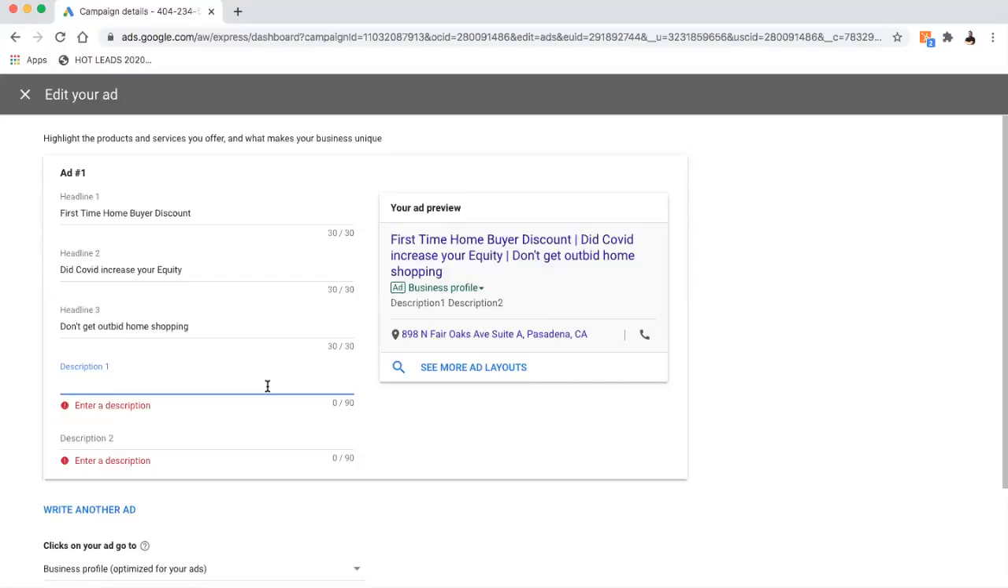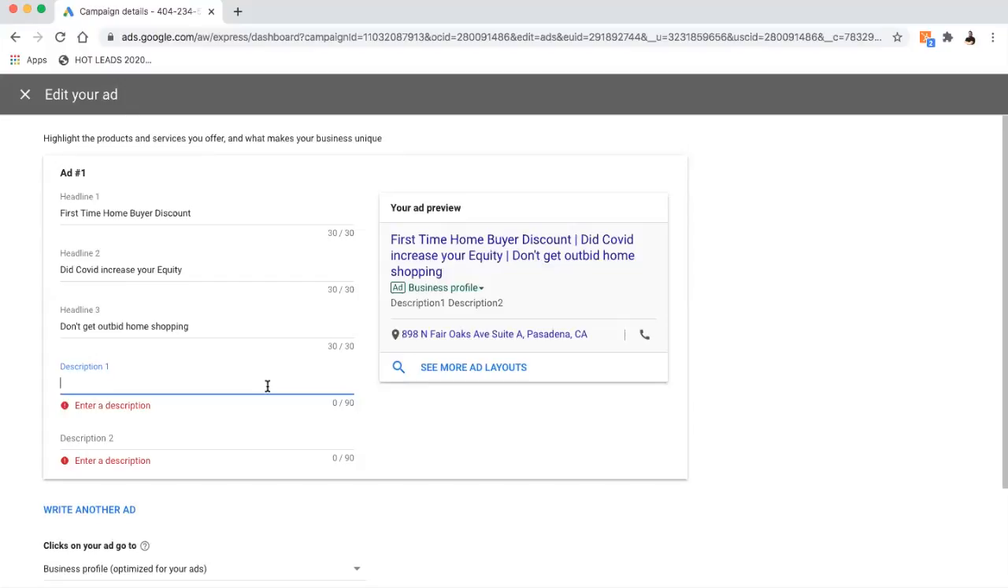Now, keep in mind, Paul, that description 1 and description 2 both offer a 90-character description. So we have a little bit more play. Okay, so it should be 90 characters describing why they should call. All right. I would probably say something like, now we can talk a little bit about the benefit to them.